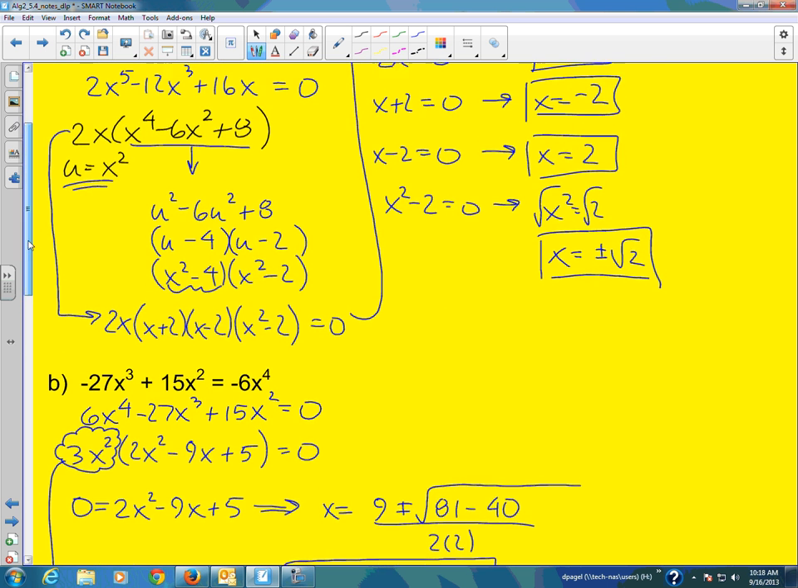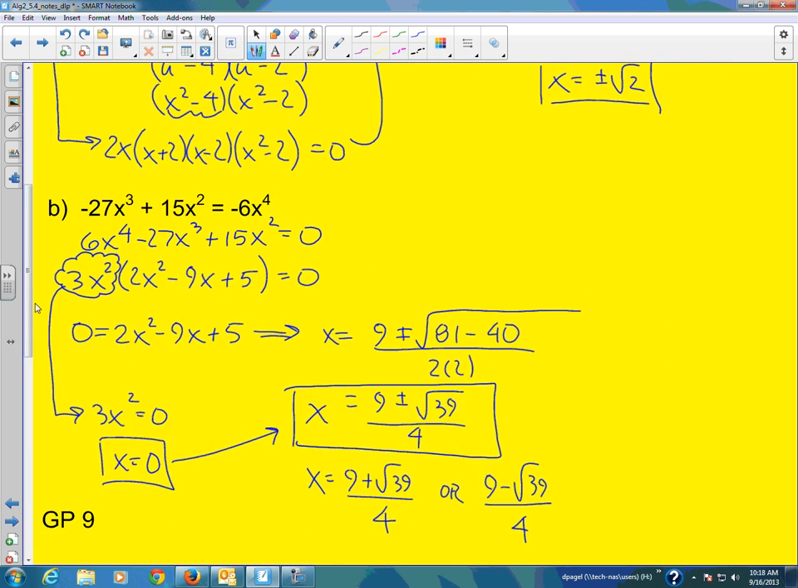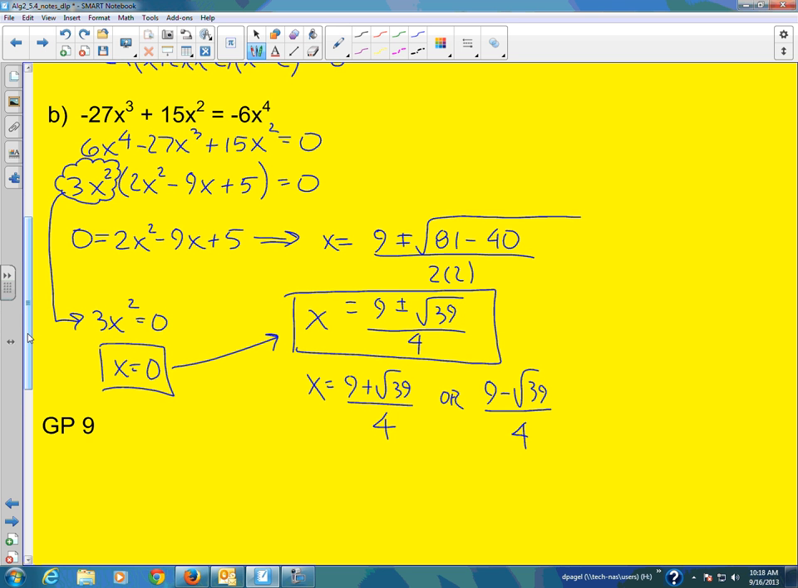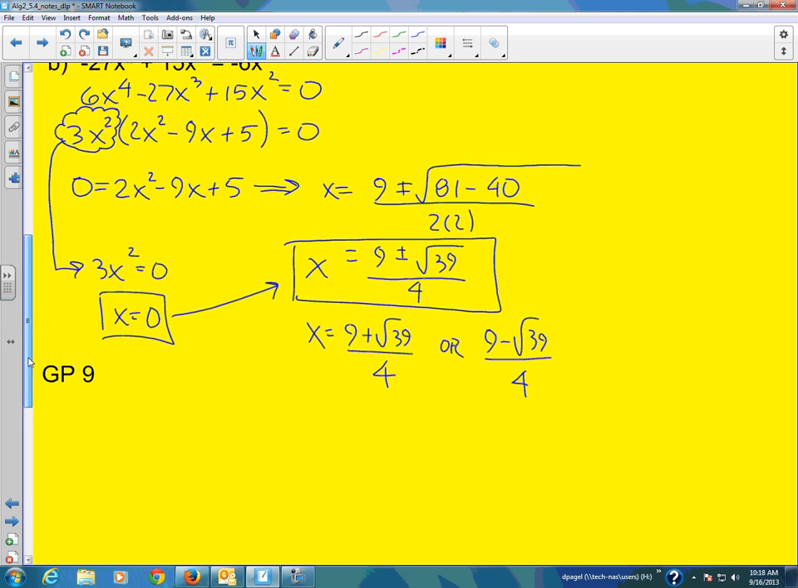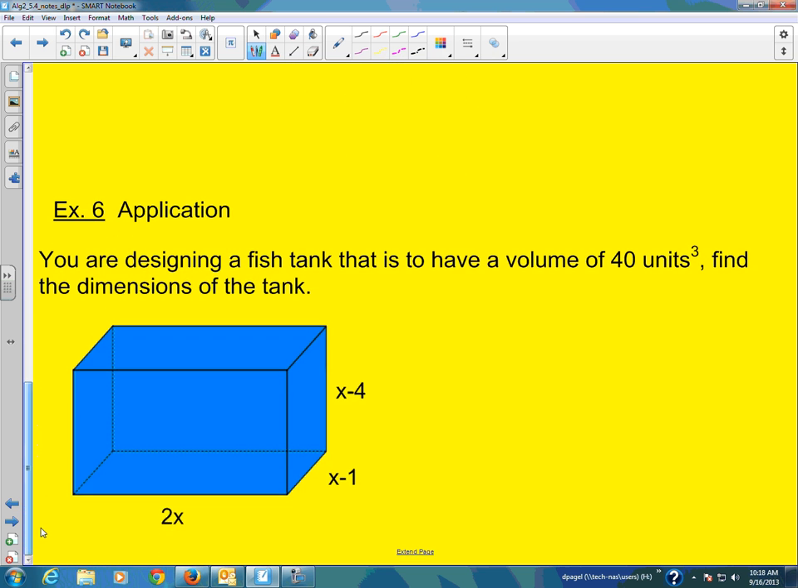There we go. So we found our real solutions, in the first example, through the use of quadratic form. The second example, we did GCF, and then we were unable to factor, so we used the quadratic formula. All right. Our application for this: we're designing a fish tank that is to have a volume of 40 units cubed. Find the dimensions of our tank.